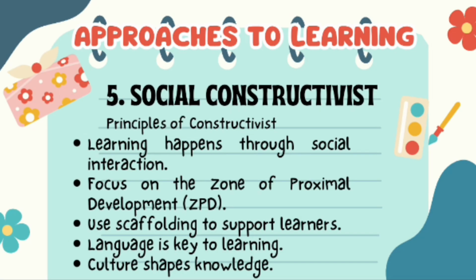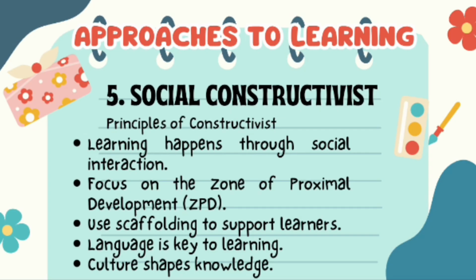First is learning happens through social interaction. This means that students learn best when they communicate, share ideas, and work together with others. Second, focuses on the zone of proximal development. This is the gap between what a learner can do alone and what they can do with the help of others, like teachers or classmates. Third, teachers use scaffolding to support learners. Scaffolding means giving guidance or help at the start and then slowly removing it as the learner becomes more independent.